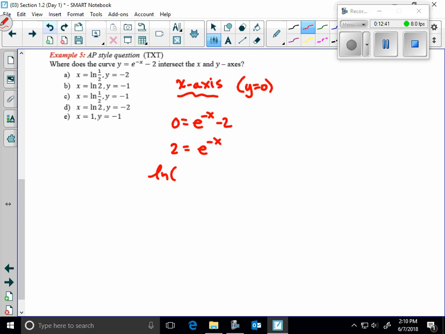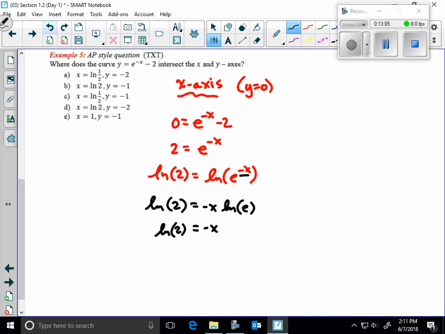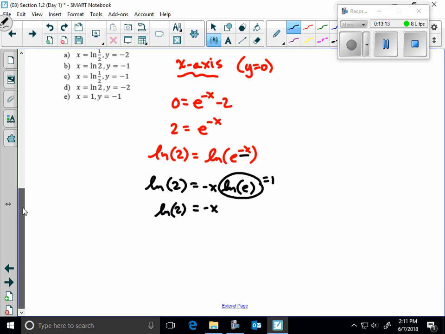And if you're not familiar with the natural log, you're going to be by the end of this course. Property of logarithms allows me to bring this negative x down in front. And our friend natural log of e is 1. So negative x equals natural log of 2. Okay, the natural log of e equals 1, that's why I get that. Now let's work through the rest of this. That looks like negative natural log of 2 equals x.